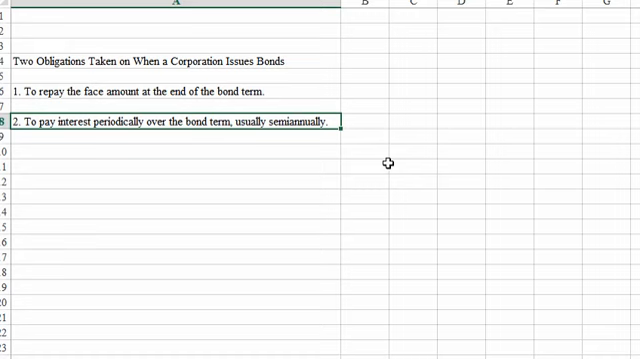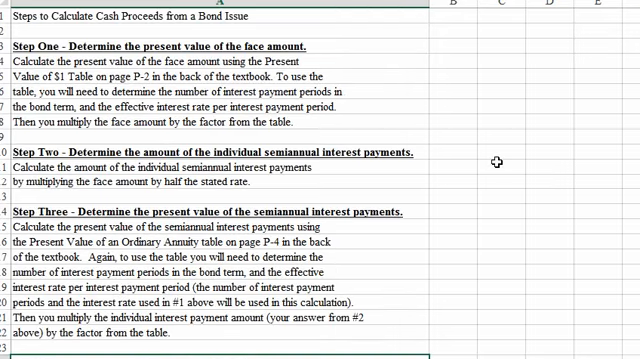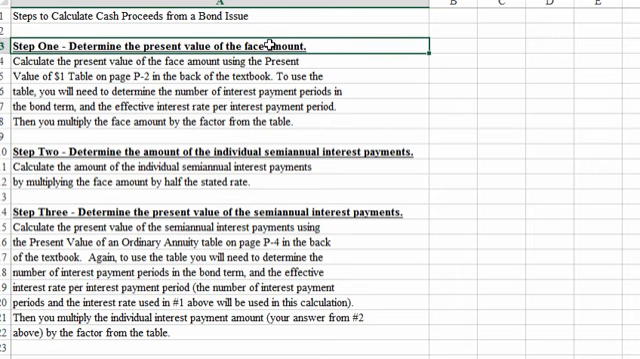What they're really asking is for the cash proceeds. How much cash is San Filippo Corporation going to receive on September 30th, 2016 from the investing public when they issue these bonds? Well, I've got some notes for you here. Steps to calculate cash proceeds from a bond issue. Number one, we need to determine the present value of the face amount.